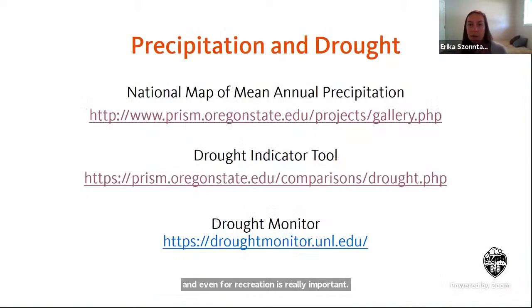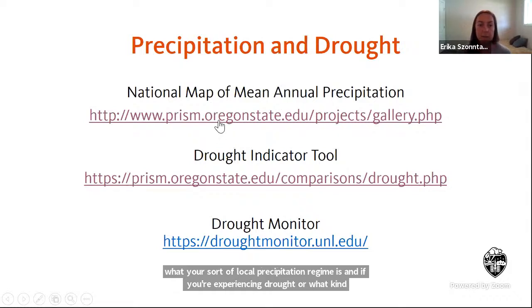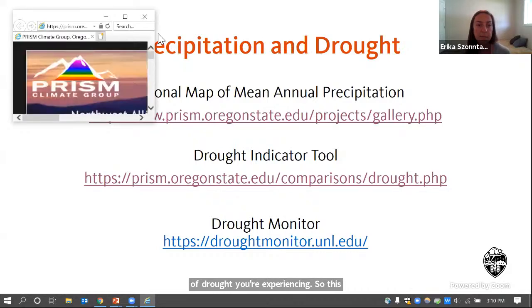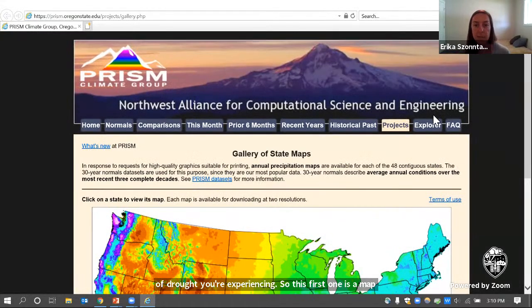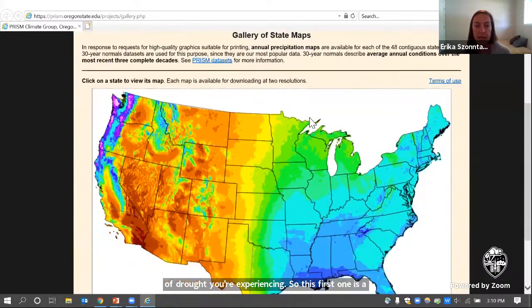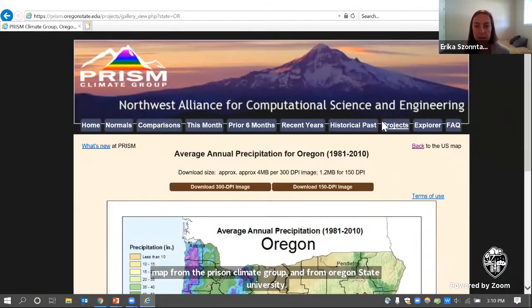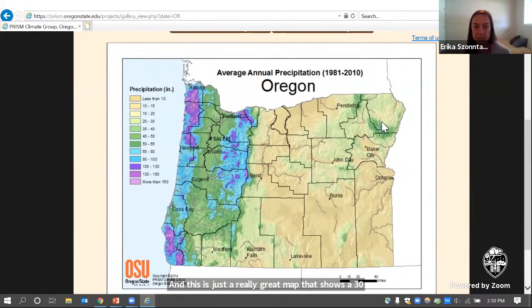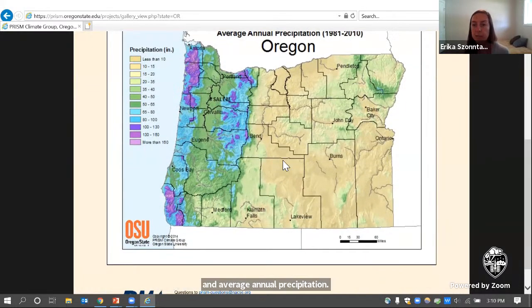So in talking about water quantity, I want to share with you just a couple of tools that I really like using that can really quickly and easily help you see what your local precipitation regime is, and if you are experiencing drought or what kind of drought you're experiencing. This first one is a map from the PRISM Climate Group from Oregon State University. It's a really great map that shows a 30-year average annual precipitation. So it gives you a really nice quick idea of how much precipitation you get in your region.